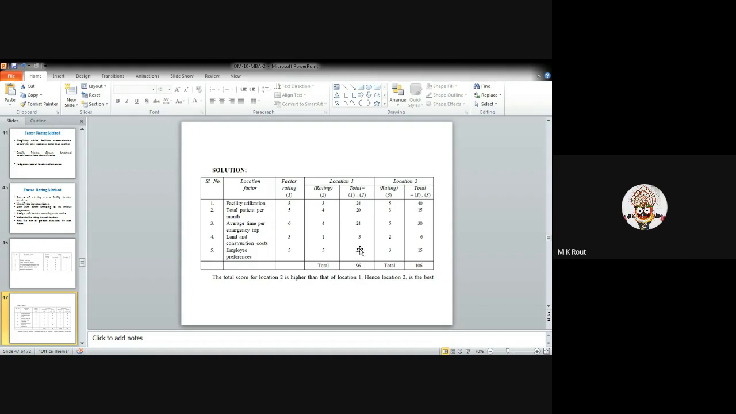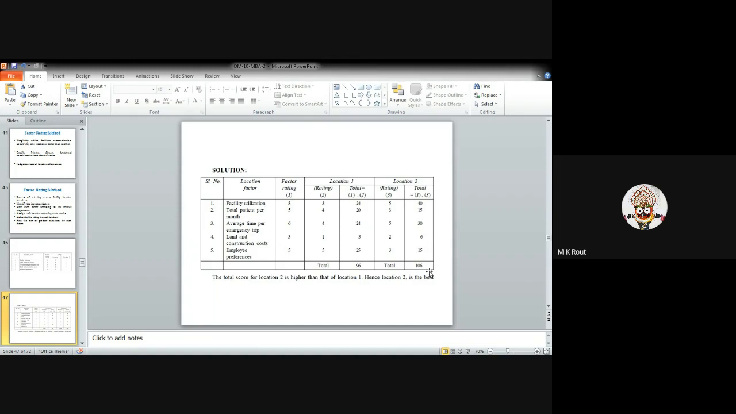Similarly, I multiply the factor rating with the location 2 factor weights, that is 8 into 5, 40, 5 into 3, 15, 6 into 5, 30, 3 into 2, 6, and 5 into 3, 15. At the end, I just add the total factor ratings. In case of location 1, I got 96. In case of location 2, I got 106.